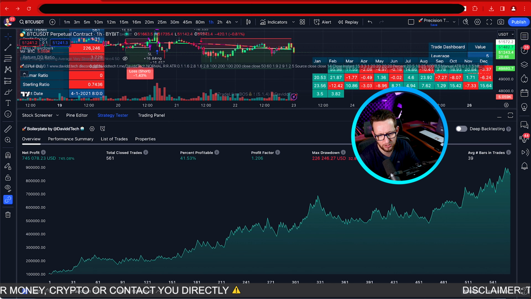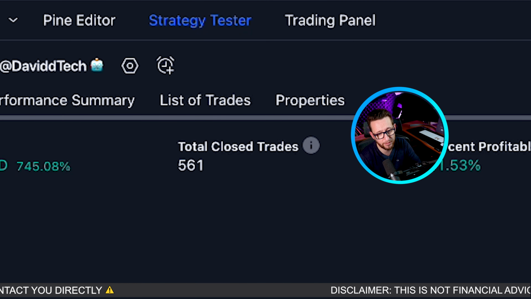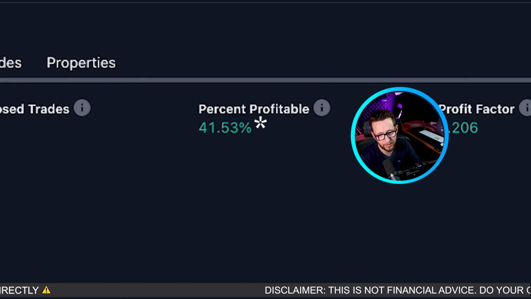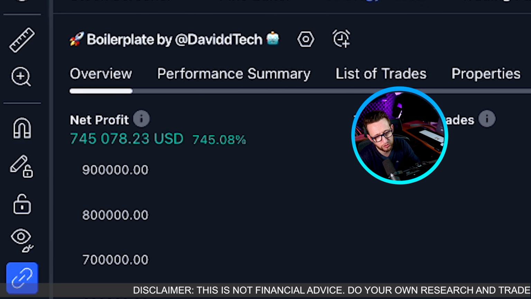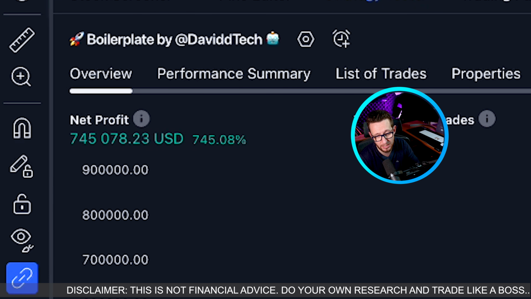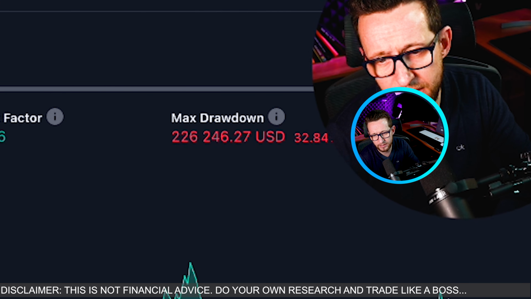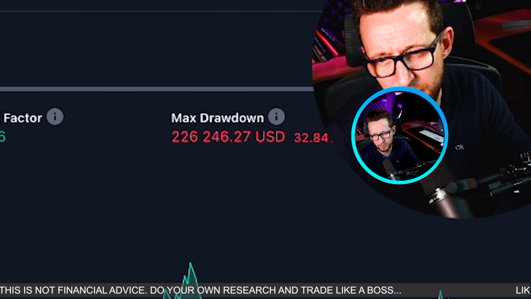The equity curve seems to be going in the right direction. We have almost 600 trades. We have 561 trades, a win rate of 51%, a net profit of 745%, which is absolutely awesome. We have a max drawdown of 32%.